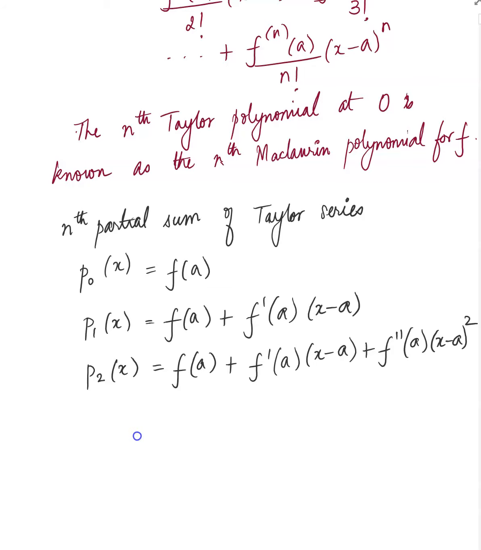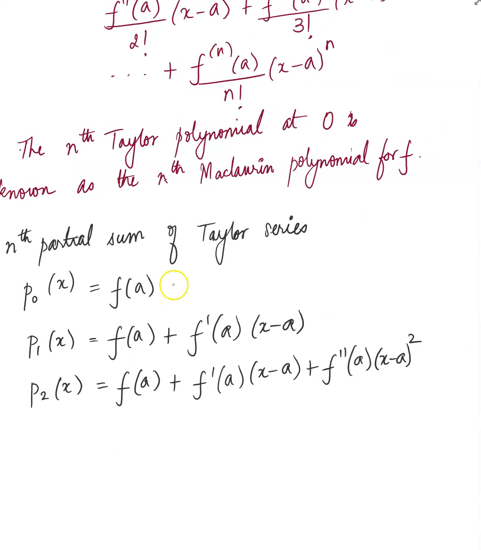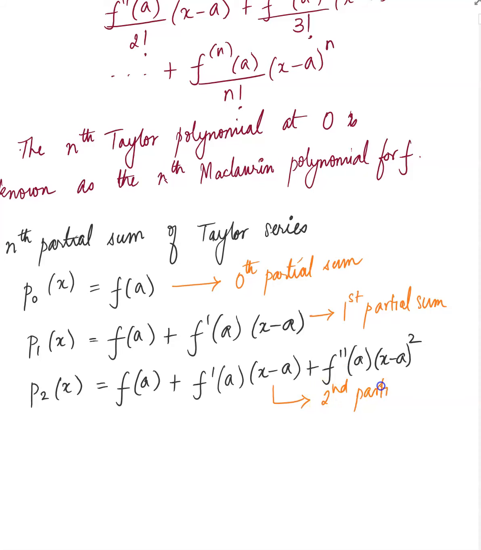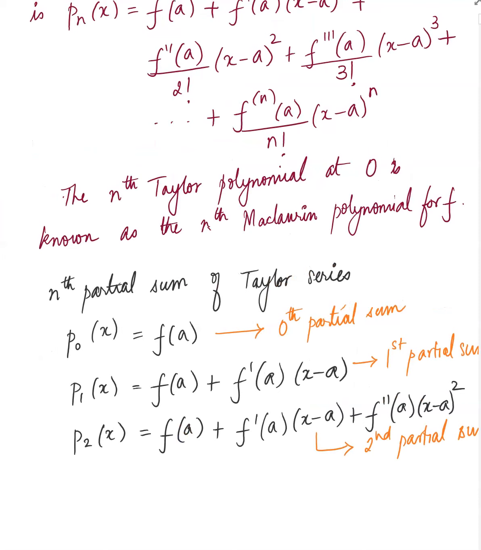All right. And if you actually look at this, you can reconsider this as the 0th partial sum. This could be the first partial sum because it's P1. And you could call this the second partial sum. If you did one more, that would be the third, and so on. Like that, if you have Pn, that will be the nth partial sum, right? The nth partial sum of a Taylor series is the nth Taylor polynomial.